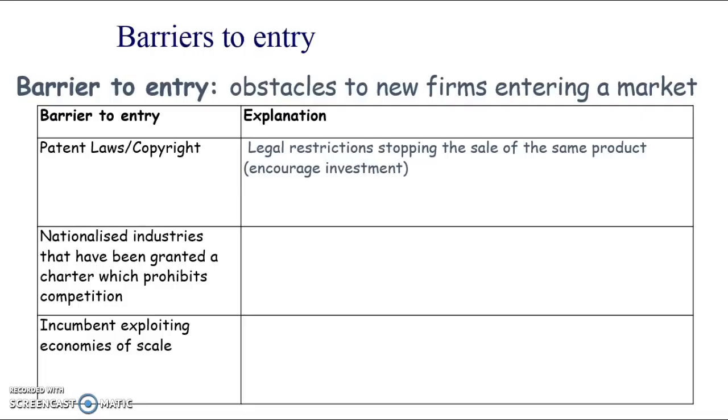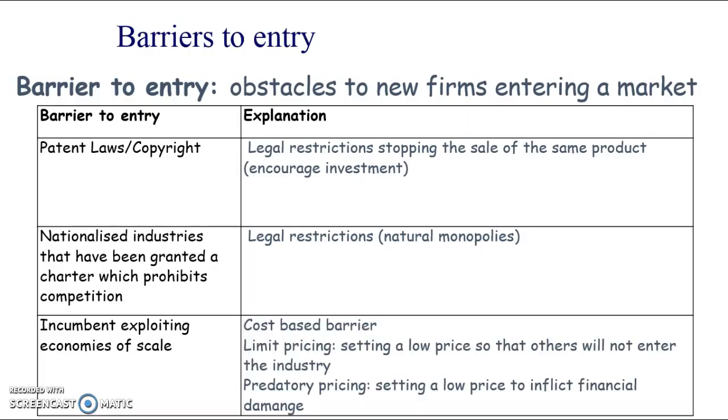Nationalised industries that have been granted a charter which prohibits competition, again a legal restriction. Usually this is done with natural monopolies, so if we think about businesses such as Royal Mail, that would have a royal charter, so there aren't competitor firms that also deliver letters. There are for parcels, but not letters.